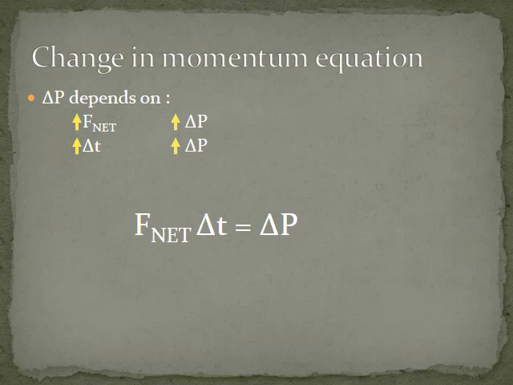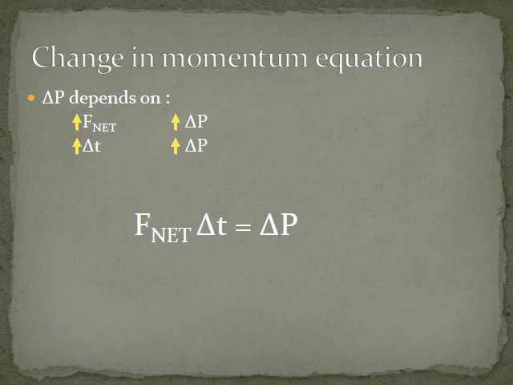The equation would look like this: F net delta t equals delta p, right? Two direct relationships is equal to delta p. Often that equation is expanded a little bit, because we know that p is equal to mv, and so I can replace the p with an mv in my equation.